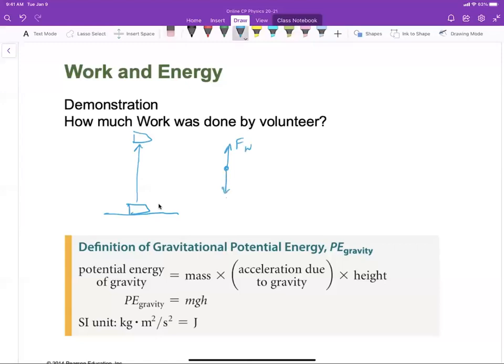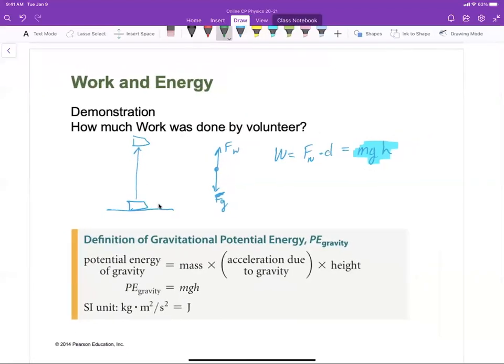And we have the force of gravity pointing down. So we know that she did work. She did this force normal, which is equal to the force of gravity times the distance, which we know is going to be mg times that distance. We'll call it h. So this student has done some work by raising the book to some height. And that work didn't go into changing the kinetic energy, because essentially the book is sitting there at rest at the top of her head.